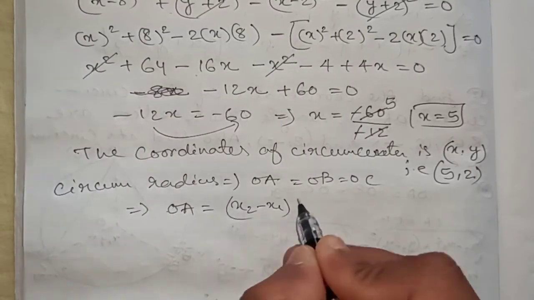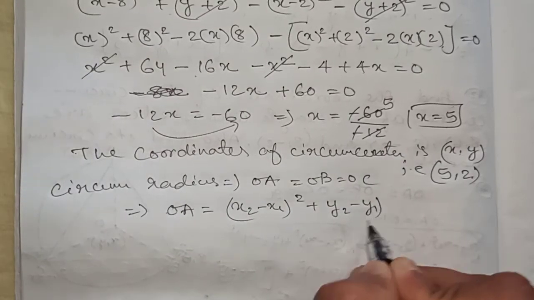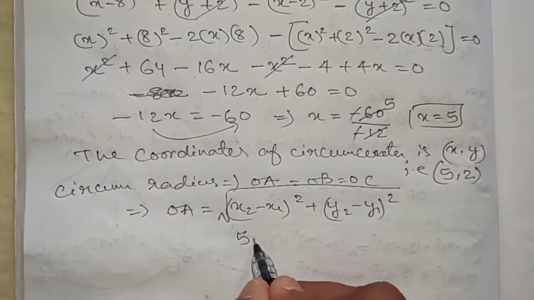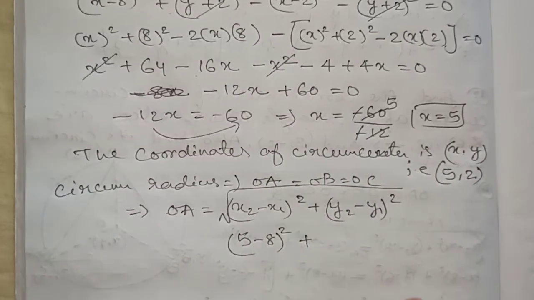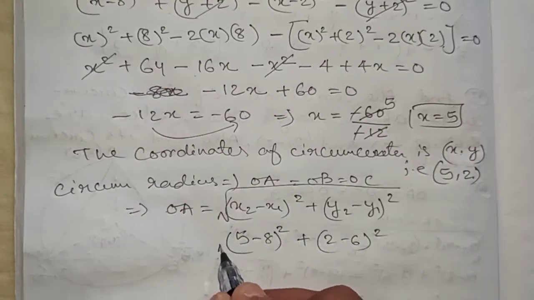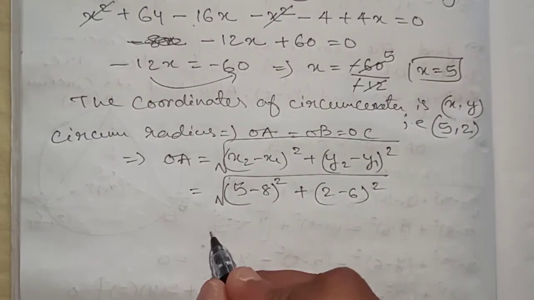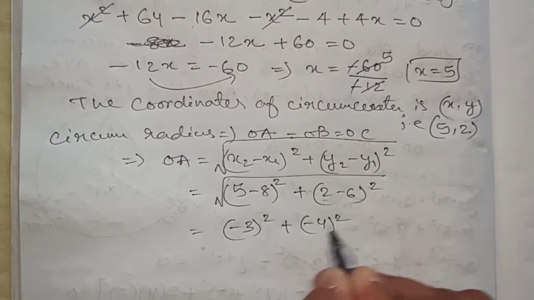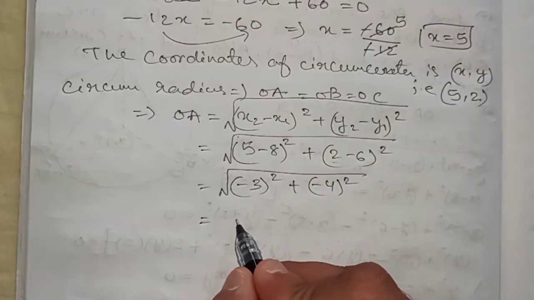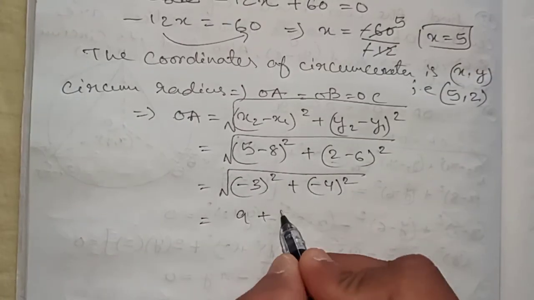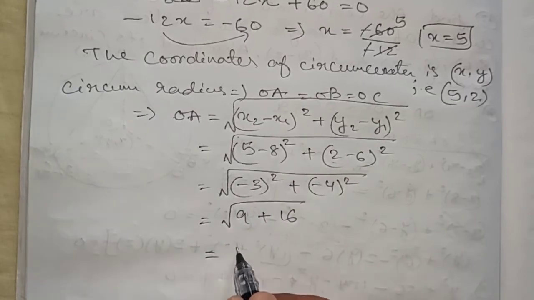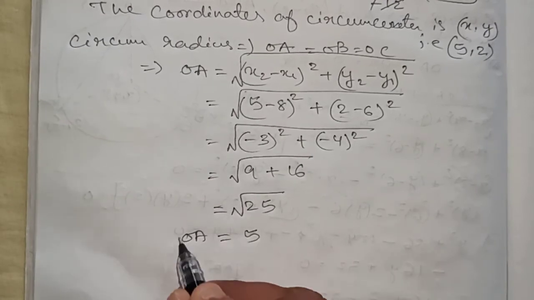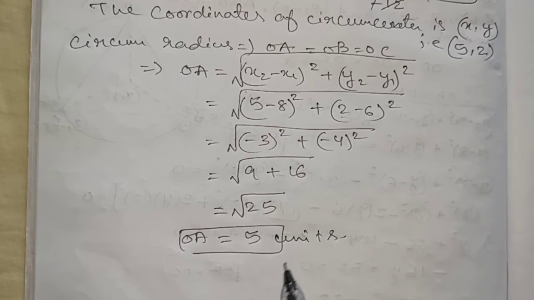Square root of (x2 minus x1) whole square plus (y2 minus y1) whole square. In place of x, y you use 5 and 2. Square root of (5 minus 8) whole square plus (2 minus 6) whole square equals square root of (minus 3) square plus (minus 4) square, equals square root of 9 plus 16, which is square root of 25. So the value of OA is 5 units, that is the circumradius.